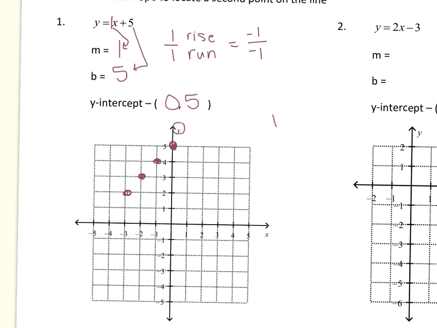I don't know if Ms. Zarnes and I are going to be looking for a certain number of points, but the more points that you have on your graph, the more accurate it will be. And then make sure you draw an arrow in both directions. So now what we'd like you to do is try example 2 and check your work.